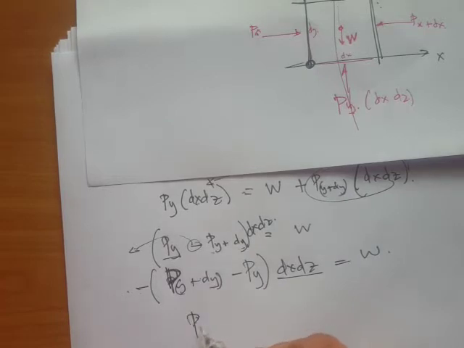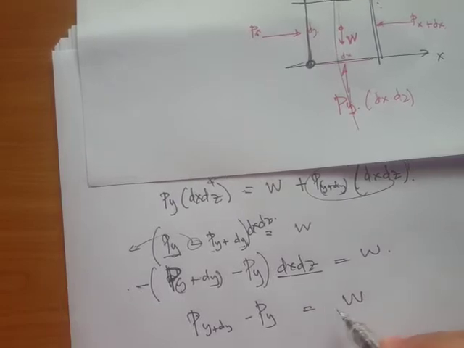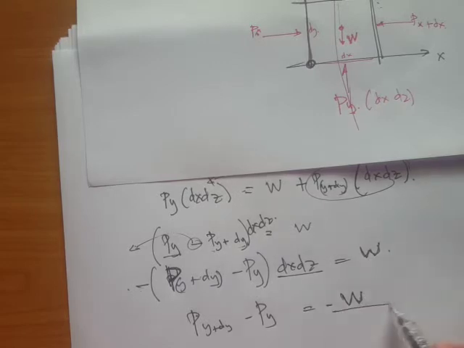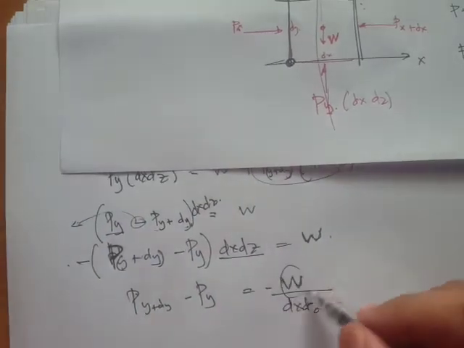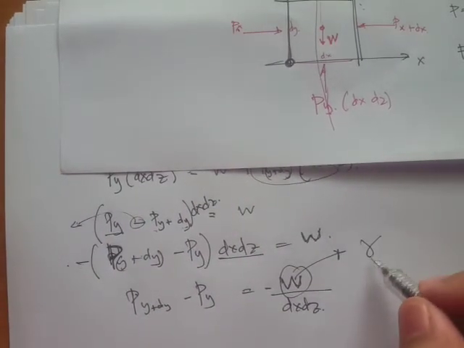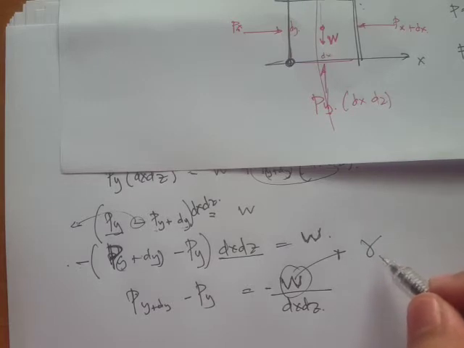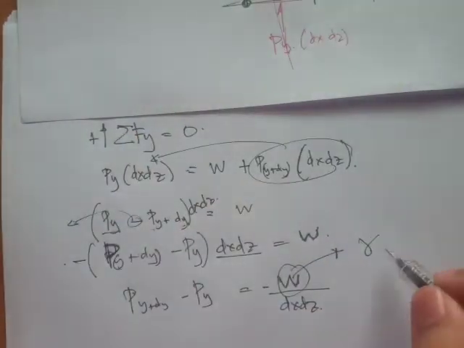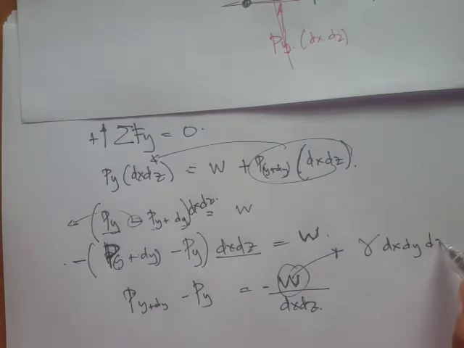So therefore, p sub y plus dy minus p sub y is equal to negative omega, sorry, that's the weight of the fluid, so minus weight all over dx dz. Now what is weight? Weight is simply the unit weight, that's the weight density in Newton per meter cube. If this is Newton per meter cube, then we have to multiply the volume of this differential element, which is simply dx dy dz.